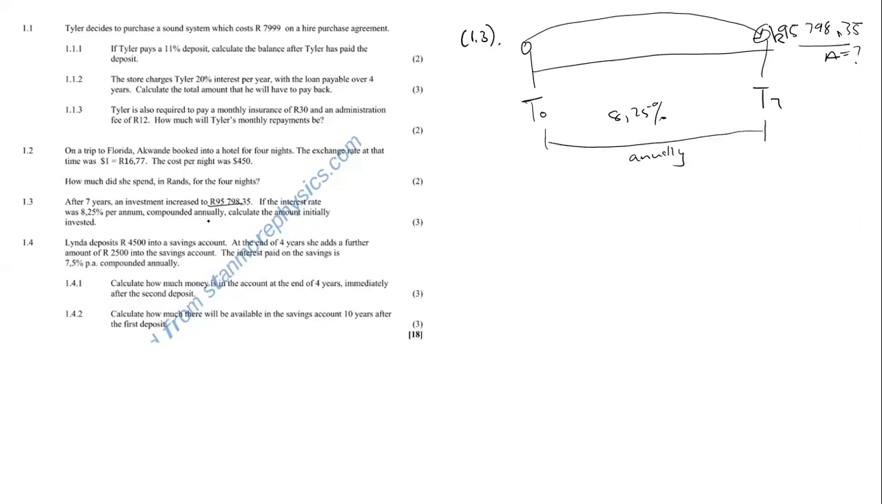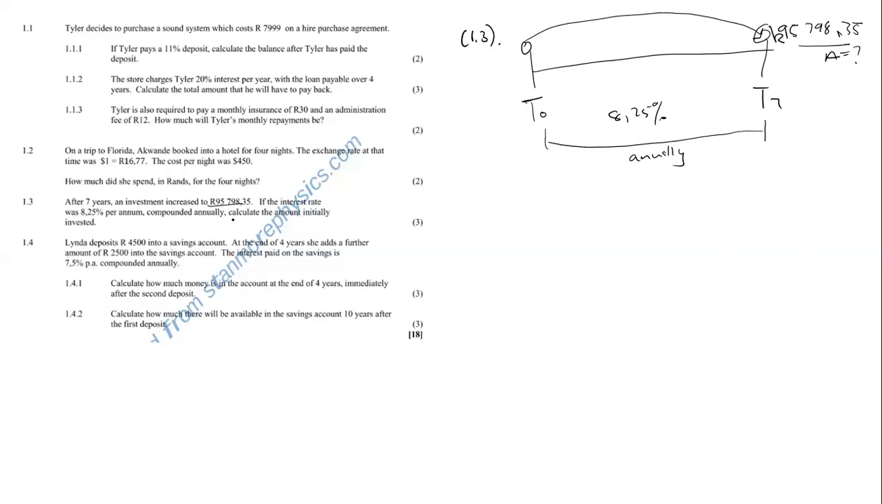Sometimes they can say compounded half yearly or semi-annually. Sometimes they can say compounded quarterly. Sometimes they can say compounded monthly, even daily. So when they say compounded annually, you divide the interest rate by 1, you multiply your number of years by 1. When they say quarterly, you divide your interest rate by 4, because we have 4 quarters in a year, and you multiply your number of years by 4. When they say half yearly, you divide by 2, you multiply by 2. When they say compounded monthly, you divide by 12, you multiply your number of years by 12. That's how it actually works.